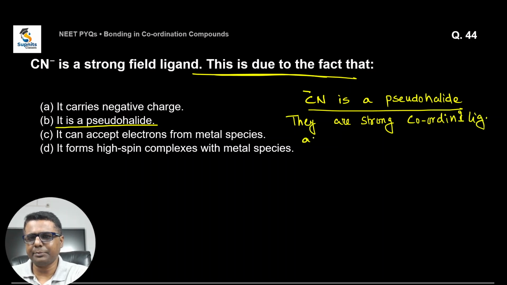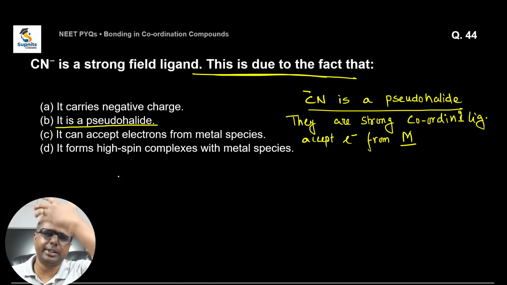Also they accept electron from metal. Okay, so basically it is a pseudo halide, that is why it can accept electrons from metal species. So you need to know the exact reason why CN minus is a strong field ligand, then only this question you can answer correctly, otherwise it will be a difficult task. You can get -1.